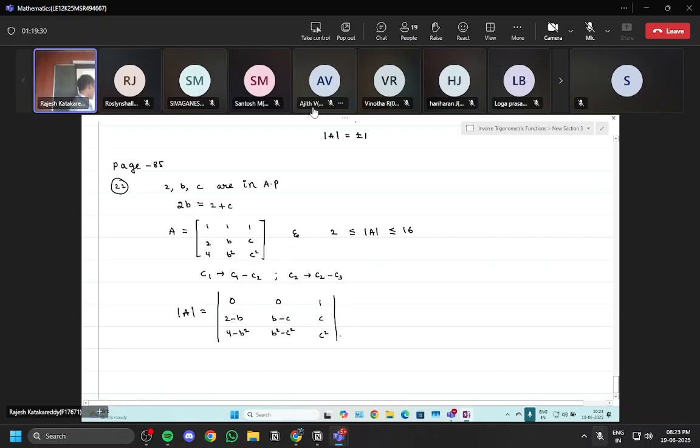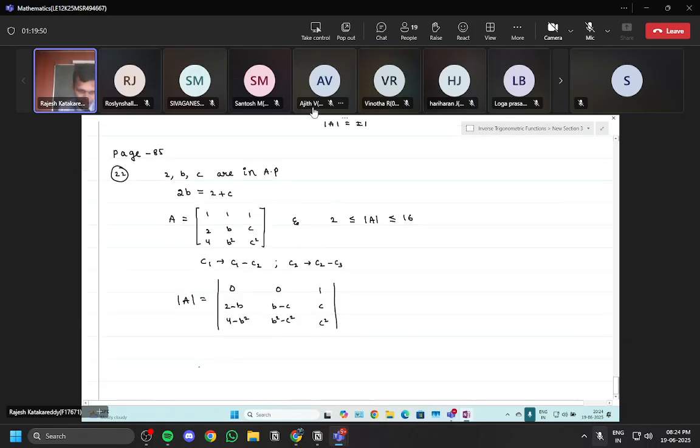Next, column 1 contains the factor 2 minus b, right? This is 4 minus b square, which is 2 minus b into 2 plus b. Column 2 contains the factor b minus c. Let us take those factors out from column 1 and column 2 respectively. Now the determinant becomes 2 minus b into b minus c into the determinant of [0, 0, 1; 2 plus b, b plus c, c; ...].